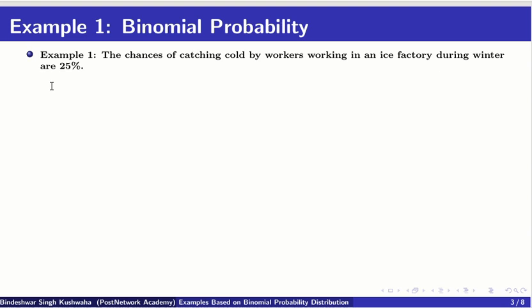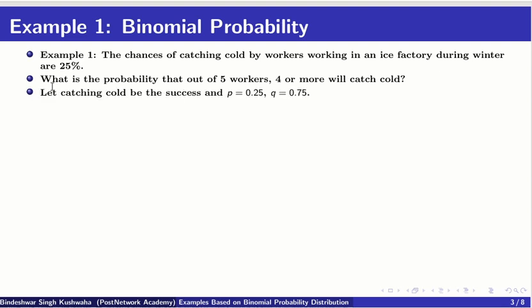The chances of catching cold by workers working in the ice factory during winter are 25%. What is the probability that out of 5 workers 4 or more will catch cold? Let catching cold be the success. Then p is equal to 25%, that is 0.25, and q would be 1 minus p, that is 0.75.